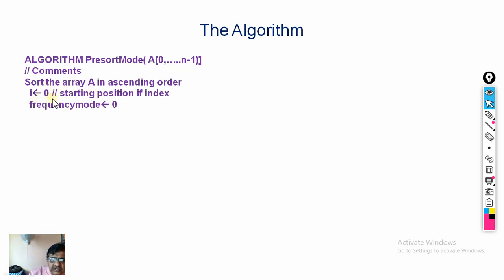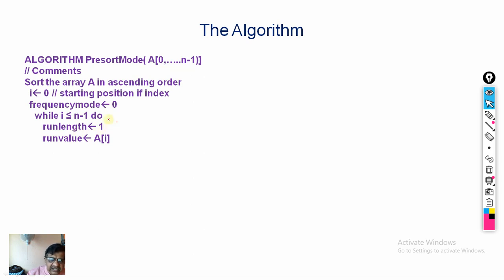Okay, i is set to 0 because this is the starting position of the index. You can recall the earlier picture that we drew in the previous slide. Frequency of mode is set to 0 because we have not yet gathered anything. Now we will set the bounds. While i is less than or equal to n minus 1, as it was mentioned, i can go from 0 up to n minus 1, do: run length equals 1.